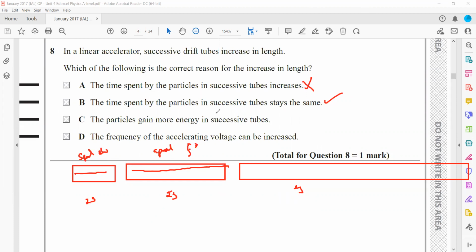The particle gains more energy in successive tubes? Not more energy, it gains an equal amount of energy. For example, if it gains 10 joules of energy here, the same amount of 10 joules of energy in the other tube. The frequency of the accelerating voltage can be increased? No, we keep the frequency constant. So every time the electron is coming here, it will experience the attraction. Every time it comes, it will experience the attraction.